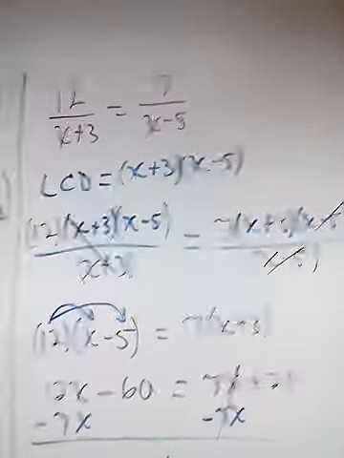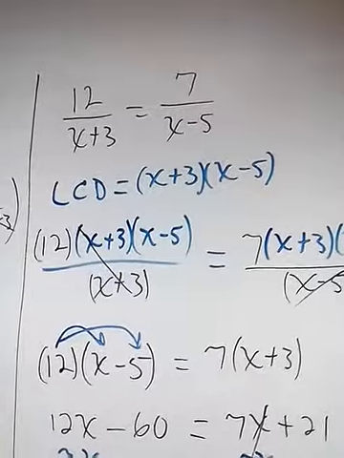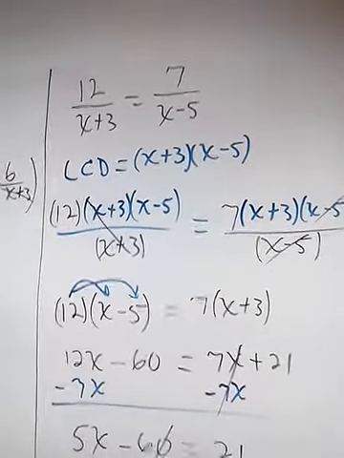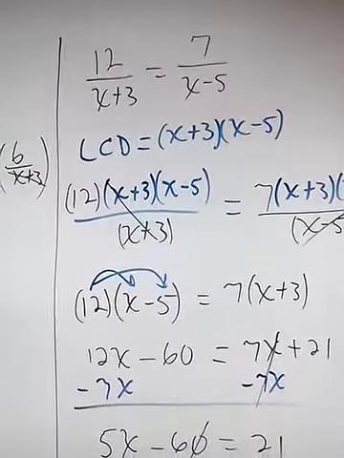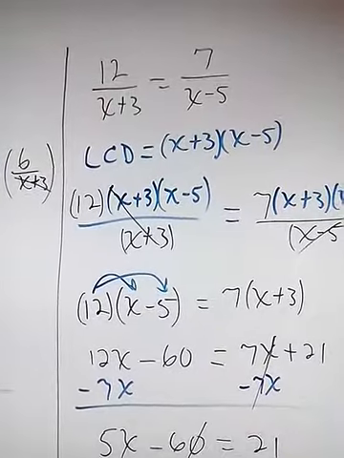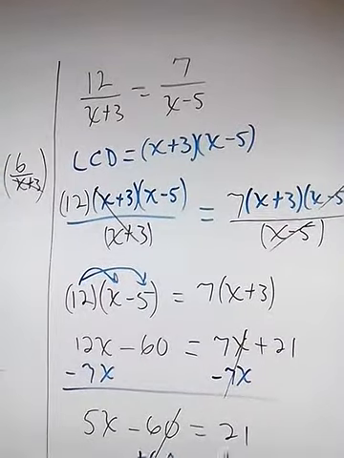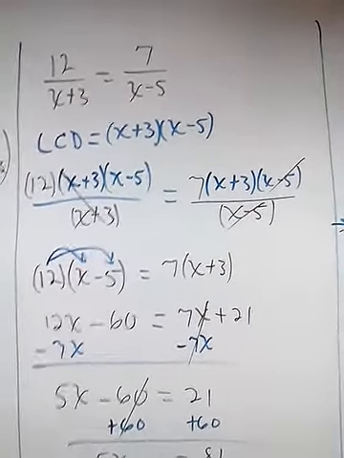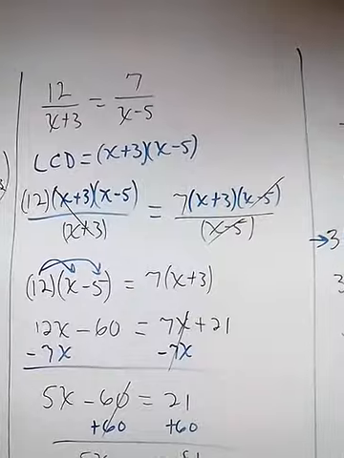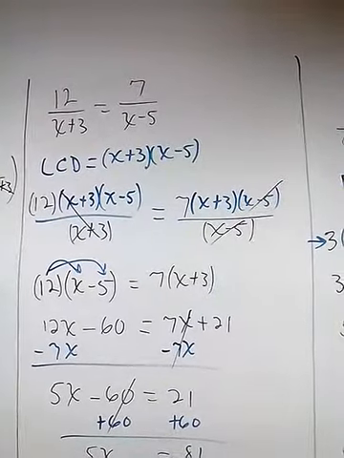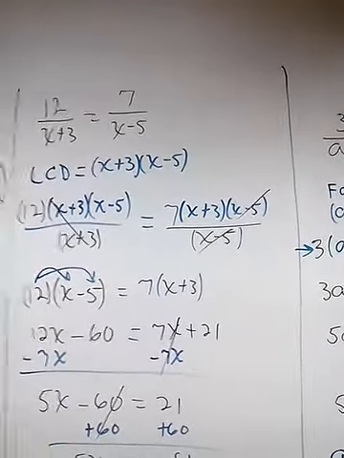In another example here, we have different denominators this time. We have x plus 3 and x minus 5, and we want to solve this for x. So we have to find that LCD first. Again, the LCD is taken by multiplying the two denominators together, or the two expressions together. So we have the x plus 3 expression times x minus 5, which will become our LCD. We take that LCD and multiply it by each one of the terms. So we multiply it by 12, the 12 over x plus 3, and we multiply it on the other side as well.